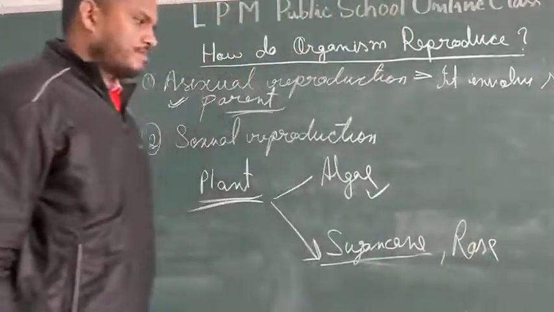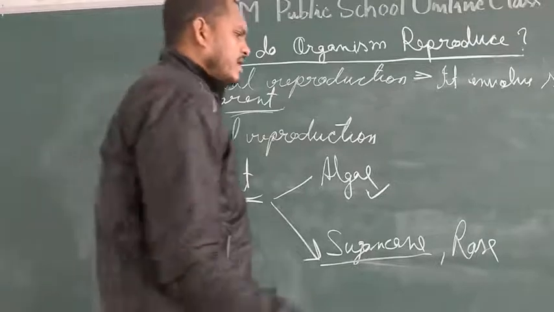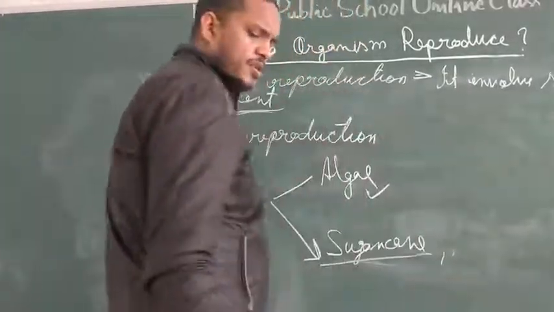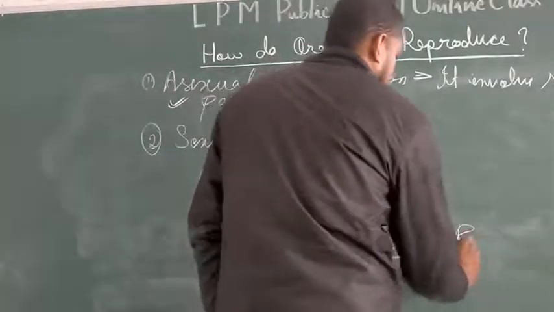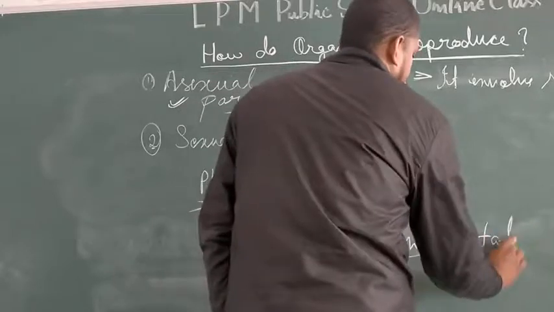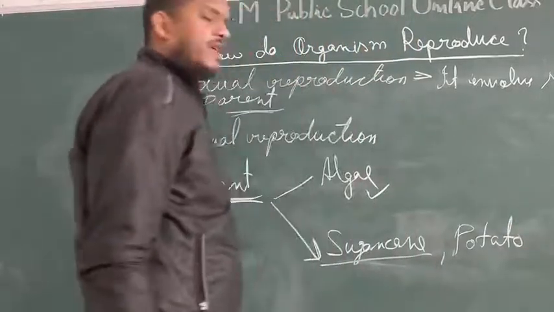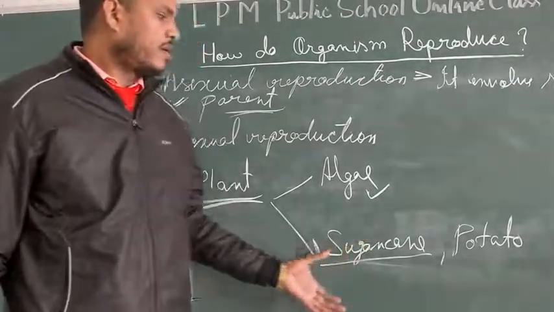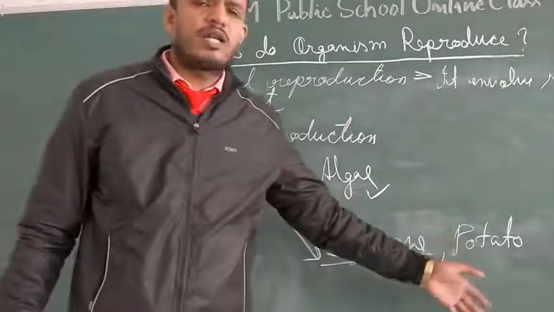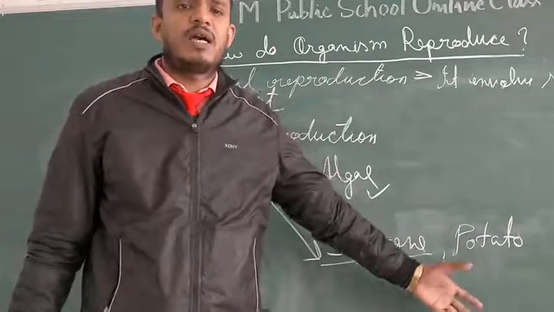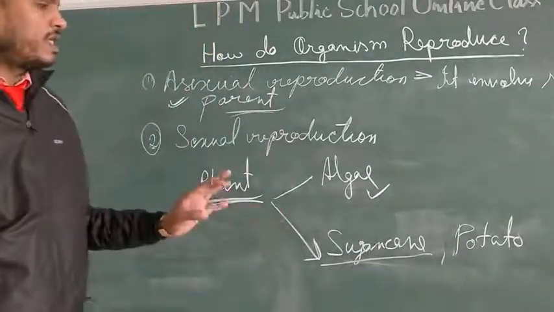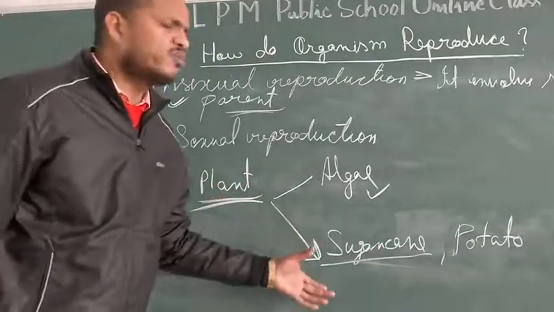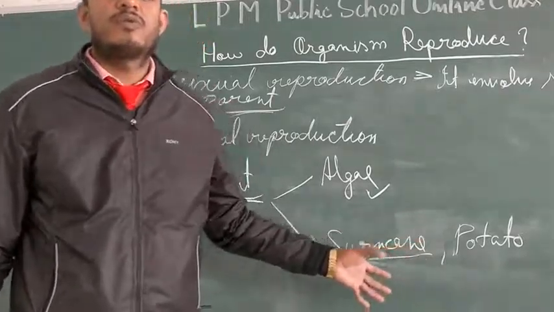Okay, or if not taking rose, you can take the example of potato. Now, what I mean to say, in the case of sugar cane, in the case of potato, in the case of bryophyllum, which is a type of leaf. Okay. So what is the special feature? Do we use seed for their growth?